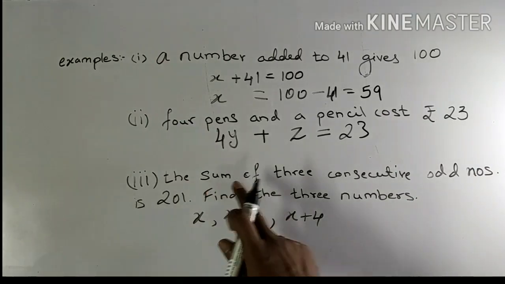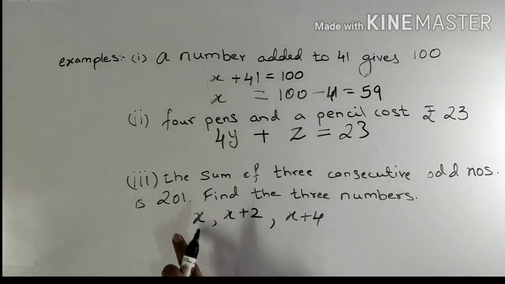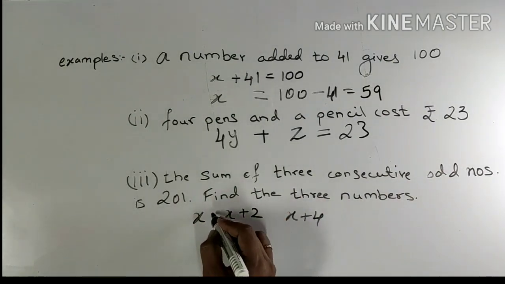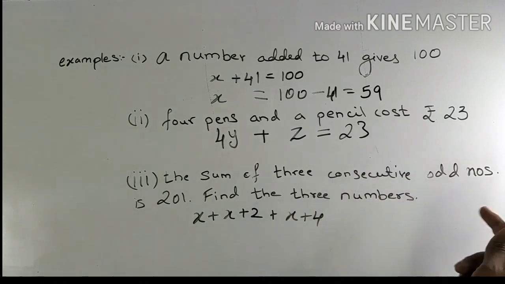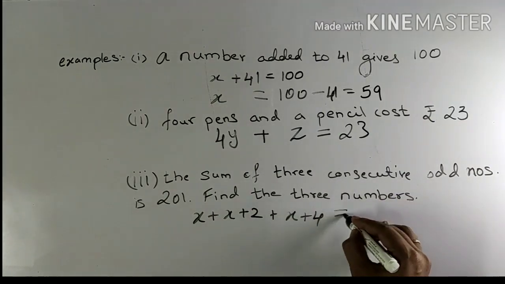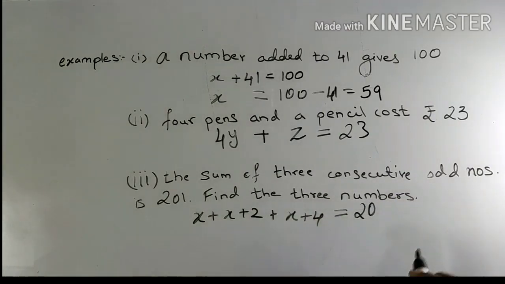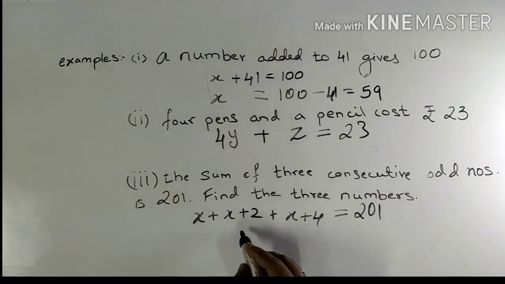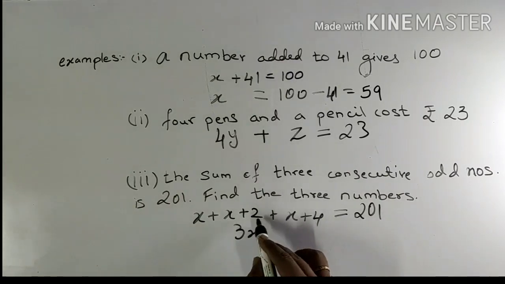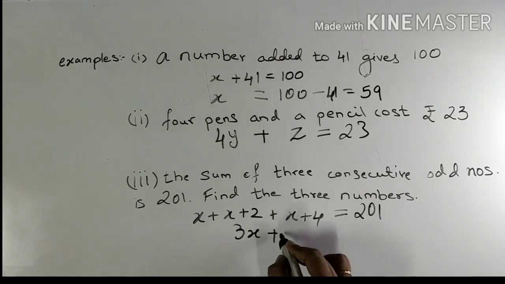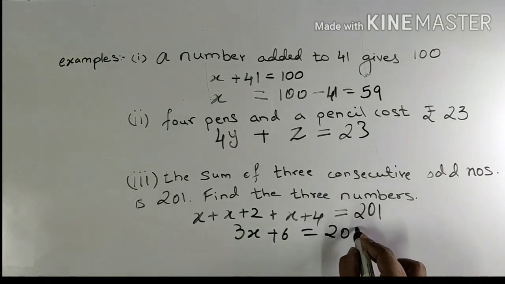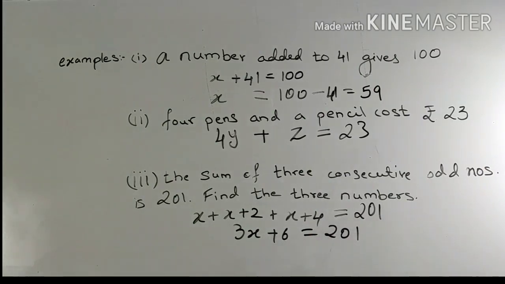So the sum of three consecutive odd numbers is 201. That means if these are my three consecutive odd numbers as per the condition, the sum of them is 201. So find the three numbers. So 1x plus 1x plus 1x is nothing but 3x, plus 2 plus 4 is 6, is equal to 201. Subtracting 6 from both the sides, that means minus 6 over here, minus 6 over here, to balance the equation.